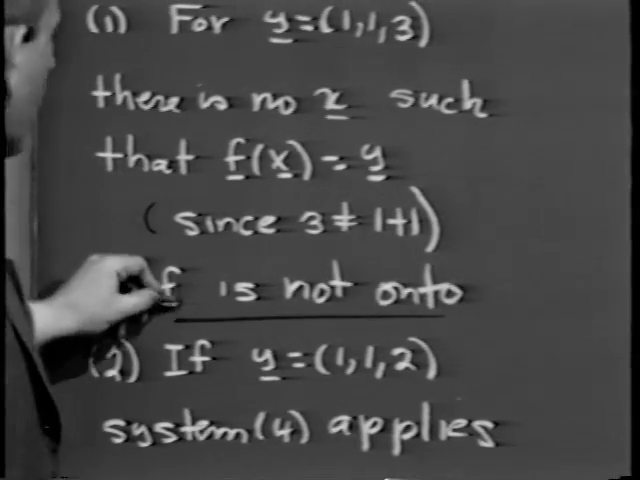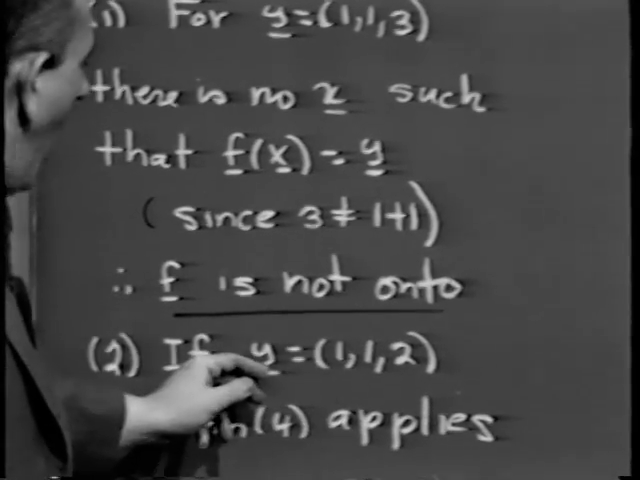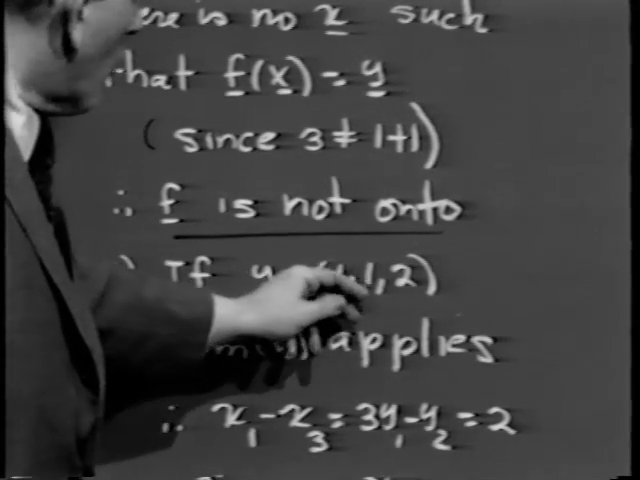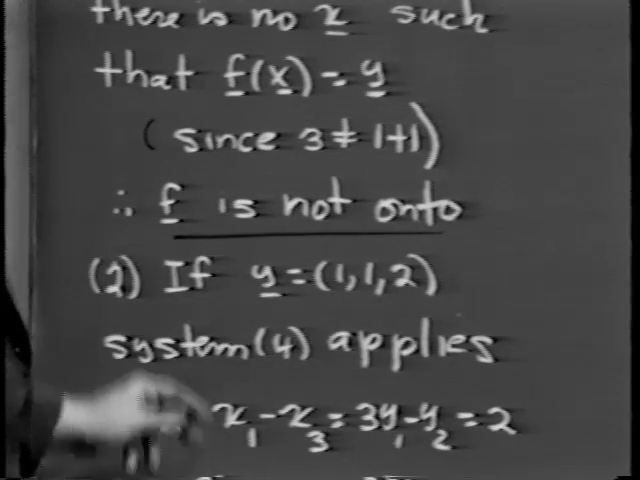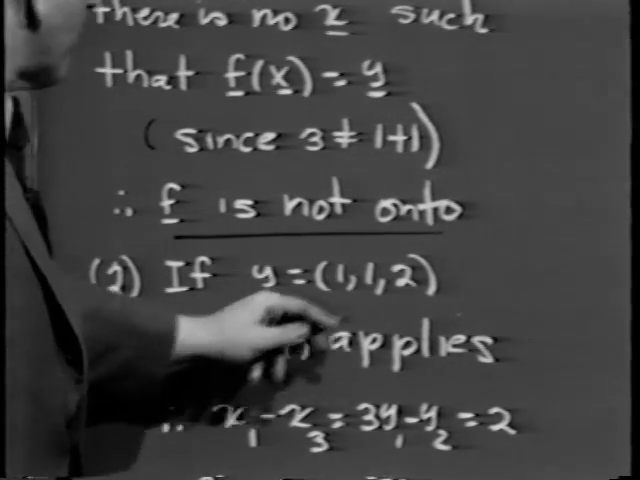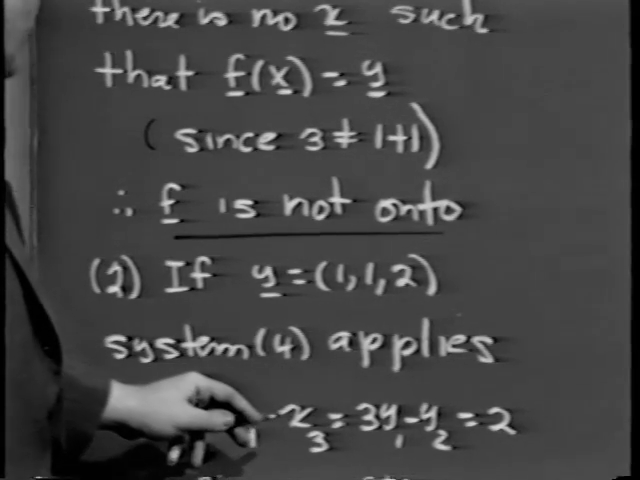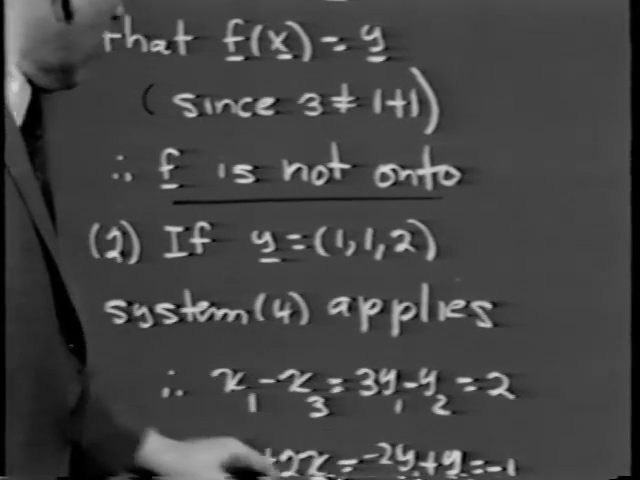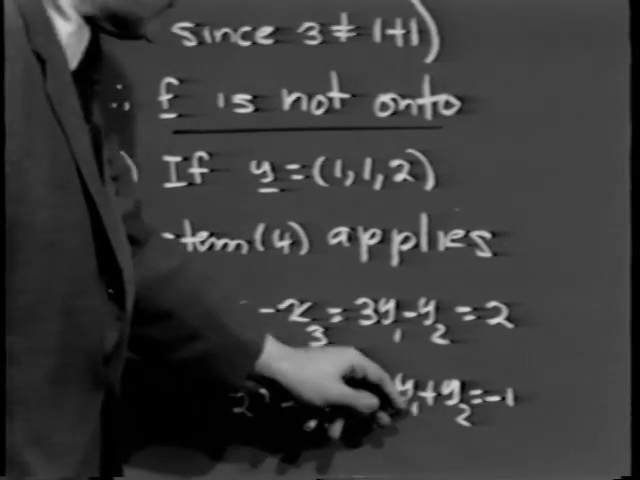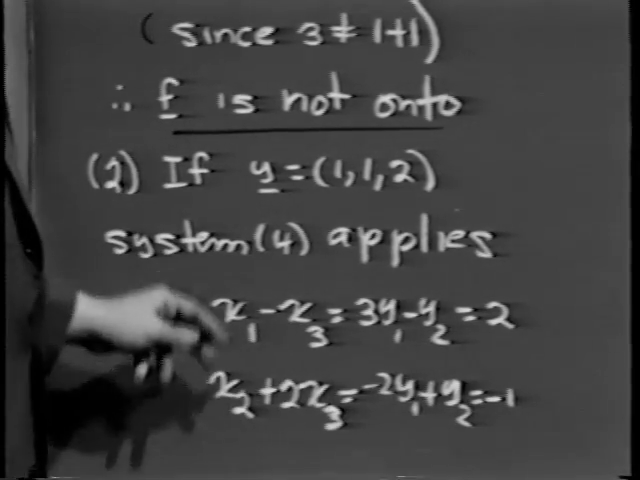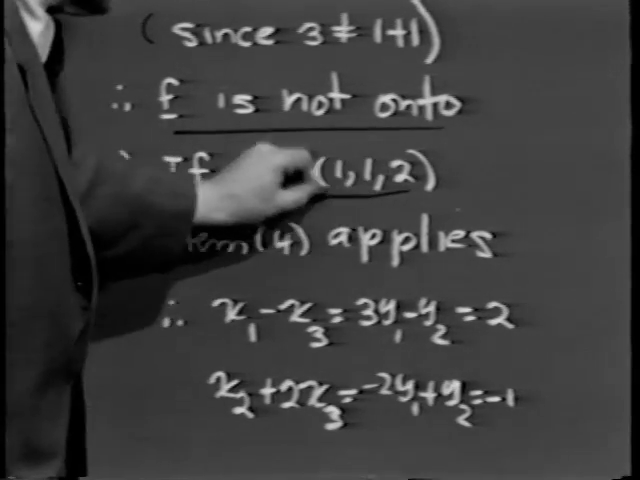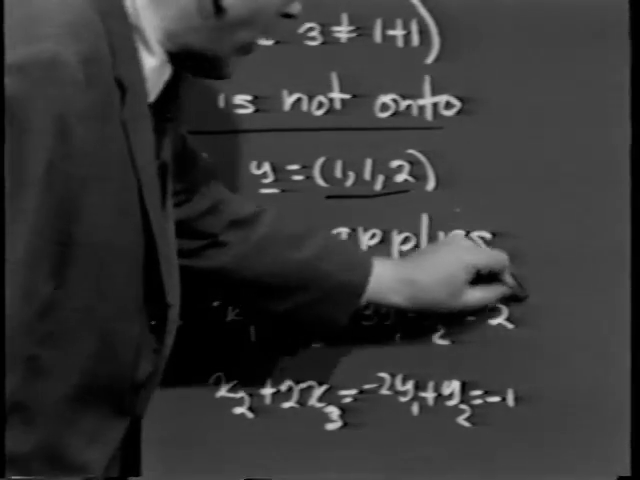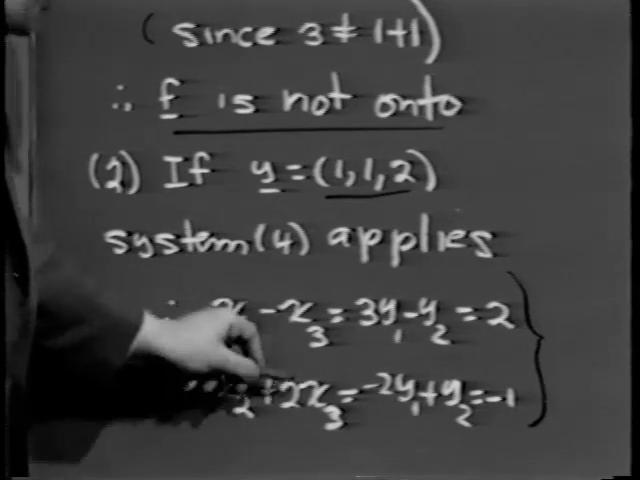We can go one step further and show that even if the constraint is met, suppose we pick a y bar where y3 is equal to y1 plus y2, for example, 1, 1, 2, see 2 is equal to 1 plus 1, then the system of equations that we had before applies. What was that system of equations? It was x1 minus x3 equals 3y1 minus y2, x2 plus 2x3 equals minus 2y1 plus y2. The third equation wasn't an equation, it was the constraint that required that y3 equals y1 plus y2. So that's been met. So we now are down to 2 equations and 3 unknowns.